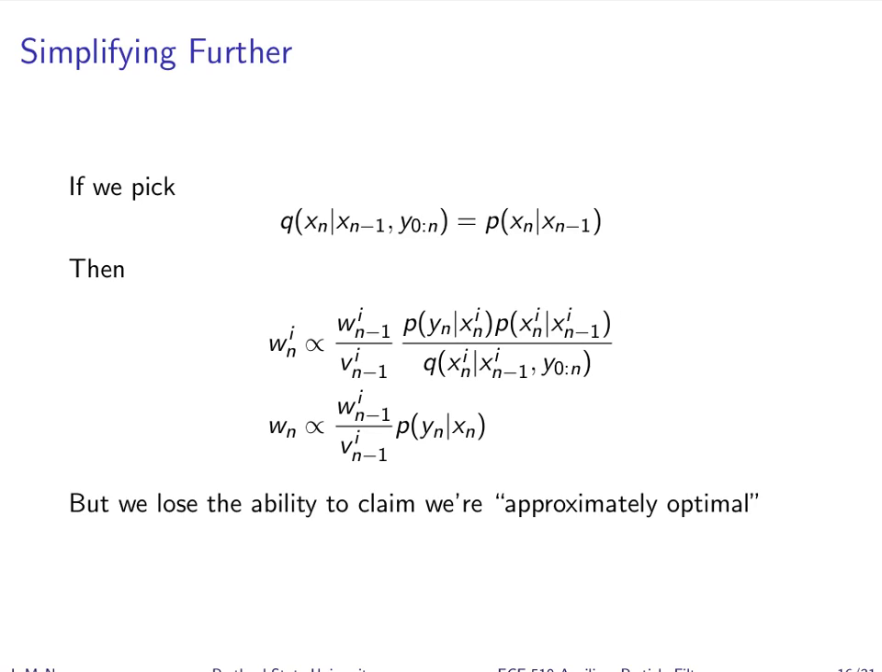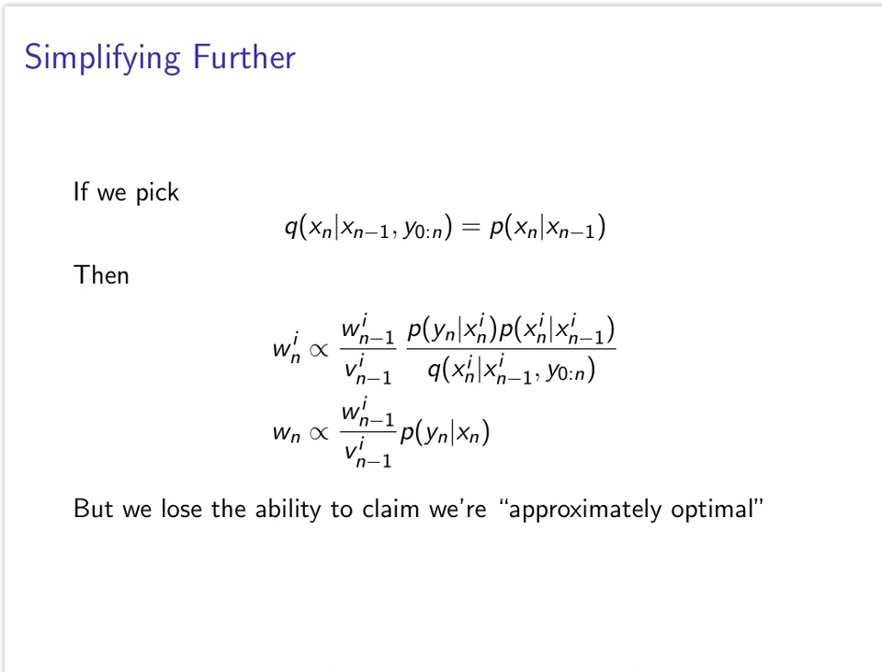A common choice that we've made in the past is to use the importance density for going from time n-1 to n and set that equal to the prior, because then you're just feeding data through the process model, and that's very easy for us. And so you get a similar cancellation to the traditional particle filter, where the prior here and the prior there cancel, and you end up with simply the ratio of these weights times the likelihood. But if you do that, we know this is not the optimal importance density, so you just lost the idea that this is in any sense going to be asymptotically optimal or approximately optimal.